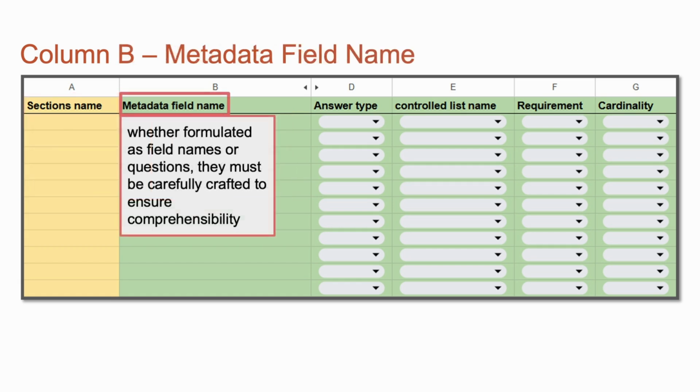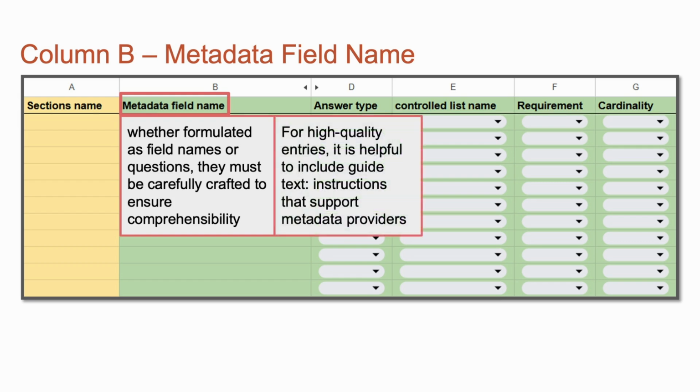Column B is dedicated to the metadata element, commonly known as the metadata field. These elements can be presented either as concise field names or formulated as questions to prompt the user. Regardless of the way they are presented, they must be carefully crafted for comprehensibility. To improve data quality, we recommend including guide text, instructions, and field definitions. While these extra columns are omitted here to save space, adding them to your local editor will help providers create more accurate and consistent metadata instances.